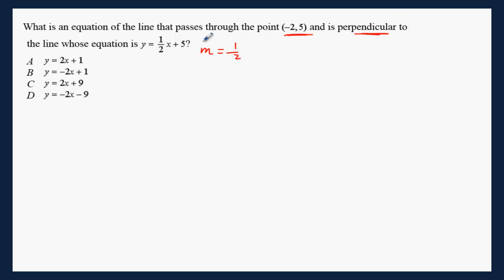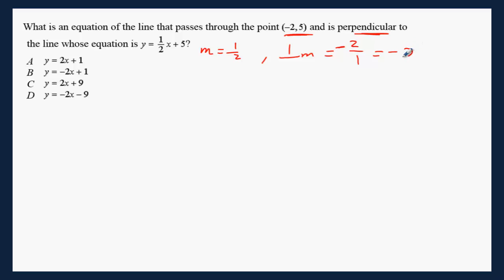If the new line is perpendicular to this one, the perpendicular slope will be the negative reciprocal of 1/2. The reciprocal means you flip the 1/2 upside down, so the new one is going to be 2/1. Negative reciprocal: if the whole fraction is positive, the new one is going to be negative. And the opposite, if the entire fraction is negative, the new one will be positive. Since this one is positive, we're going to have it negative.